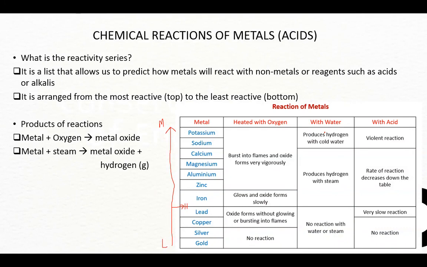So these with water, potassium and sodium being at the top of the list, produce hydrogen with cold water. So not much energy is needed here for that reaction. Whereas from calcium to iron, it needs steam. So it will not react with cold water, but it will react with steam to produce hydrogen. So we'll get, as we have here, the metal oxide and hydrogen in its gaseous form.